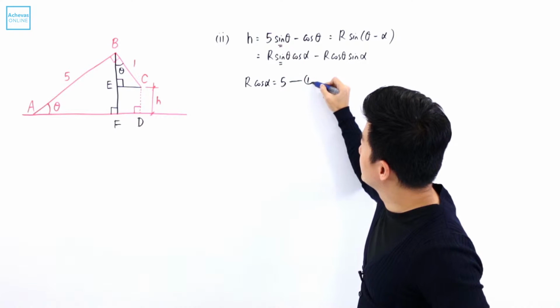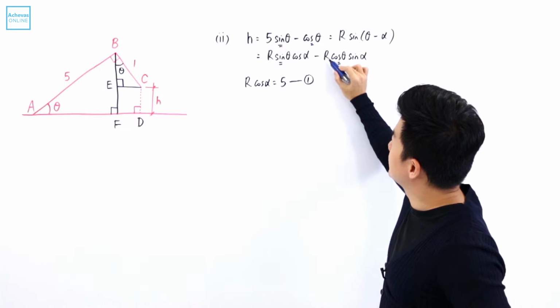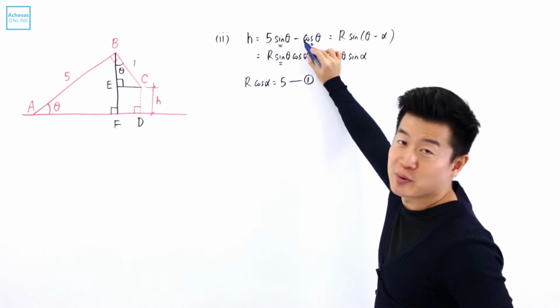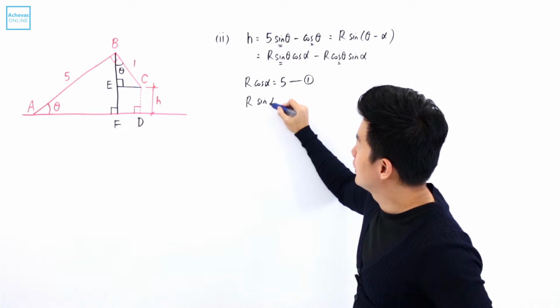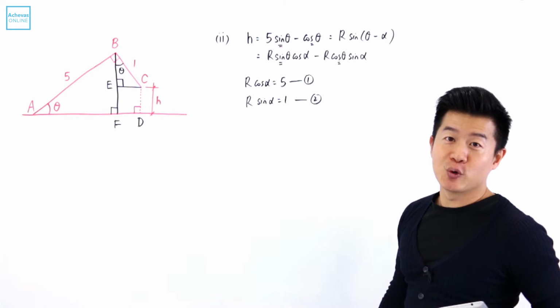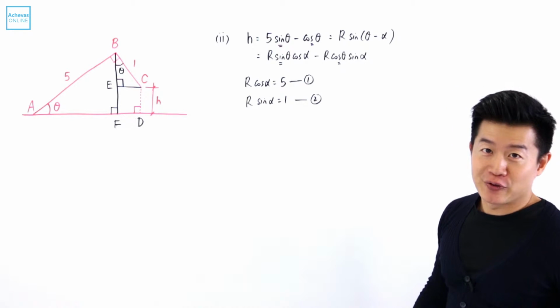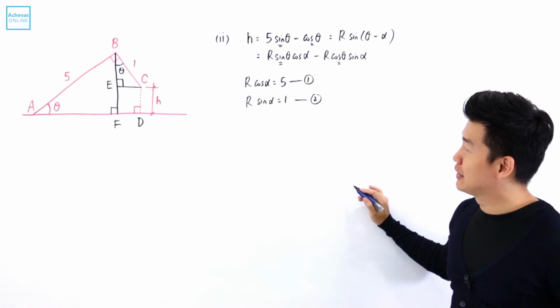This I'm going to call equation number 1. And comparing cosine theta and cosine theta, it tells me that r sine alpha must be equal to 1. So r sine alpha is equal to 1. Two equations with two unknowns, r and alpha. I'll be able to solve them simultaneously and get the values of r and alpha.